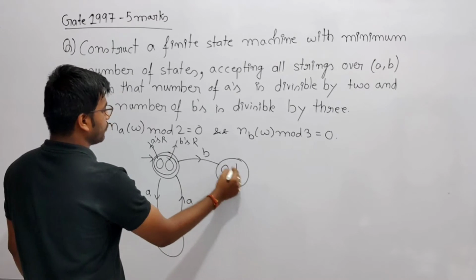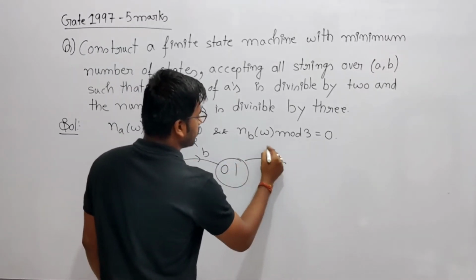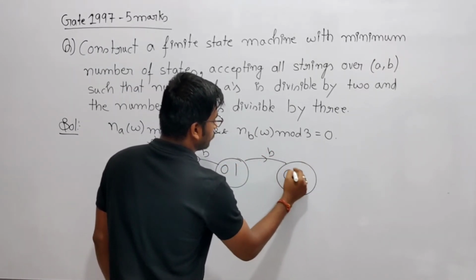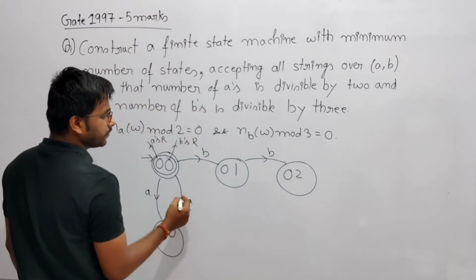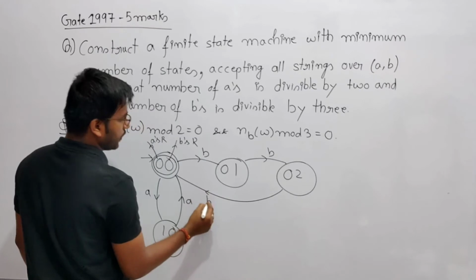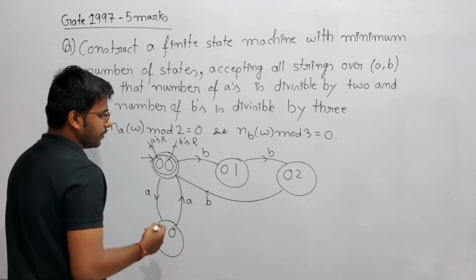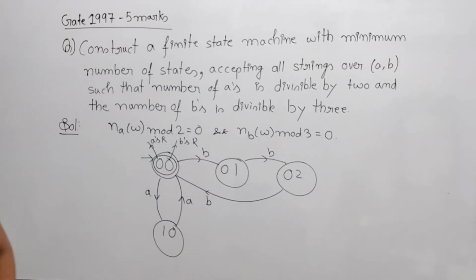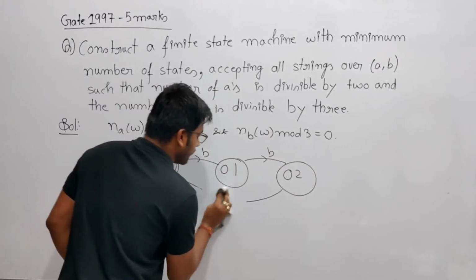So b is 0 1. Then again b, 0 2. Then again b. It will be better if I do it like this. Let me erase that, otherwise you might get confused.